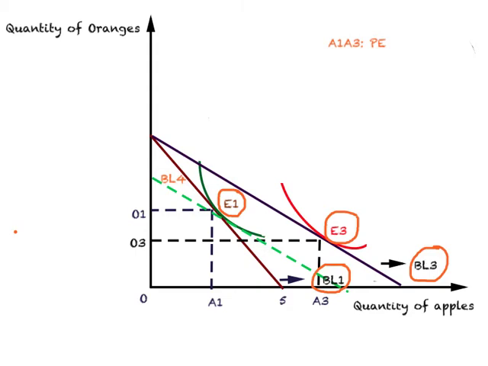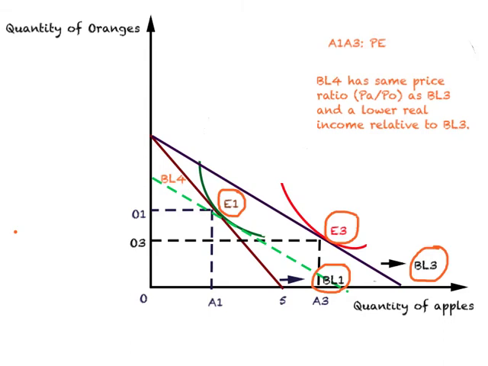BL4 has the same price ratio, that is PA by PO, as BL3, and a lower real income relative to BL3.